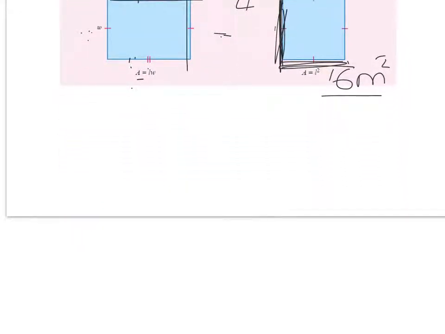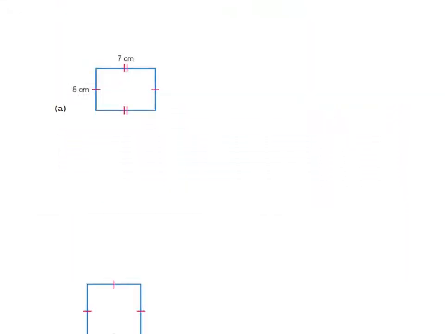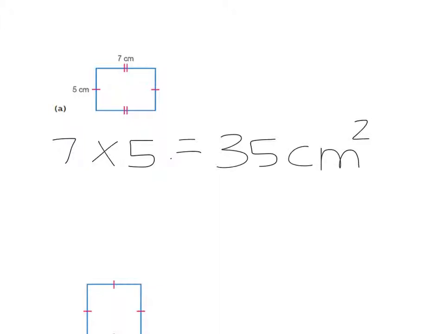Okay, let's go to the next page. All right, let's do an example here. So this is a rectangle. We've got 7 centimeters, and we've got 5 centimeters. So we know we've got to do our area. This is how I want you to set it out for me, please. I want you to go 7 times 5, so I can see that you're multiplying those. Is 35. Then you look, oh, it's centimeters and it's squared. Okay, so that would give me the answer for that one.